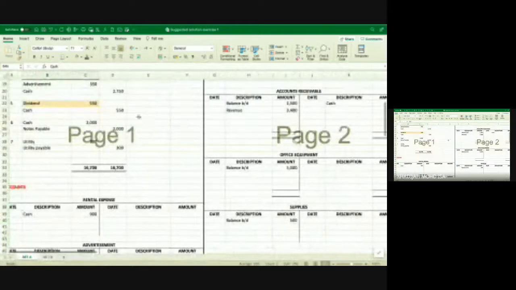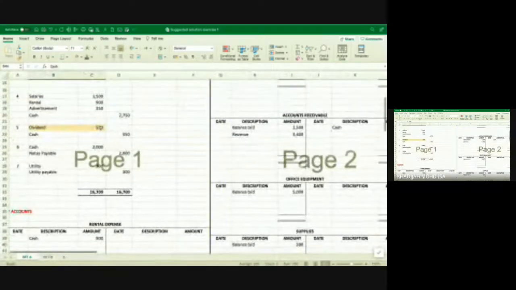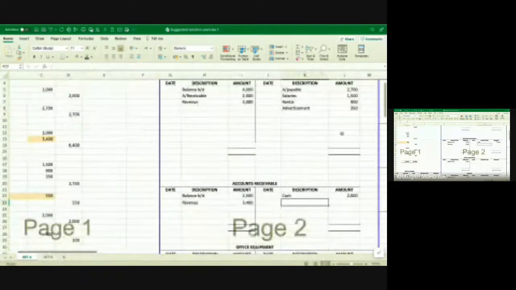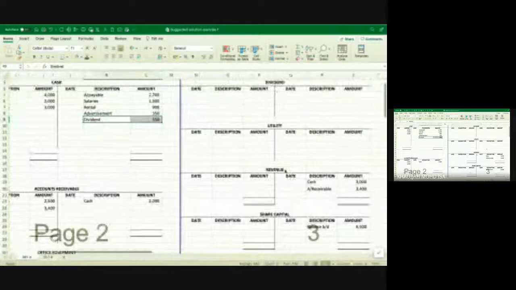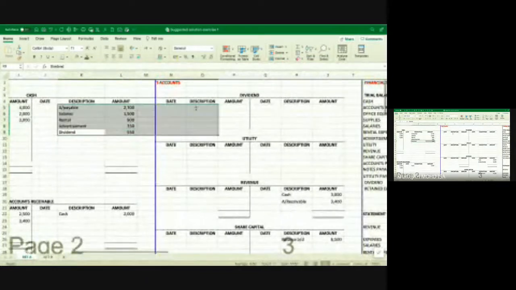Then we have dividend. You open up your dividend account, debit your dividend, credit your cash. So here you pay out for your dividend, and then you open up a dividend account. Where's your dividend account? It's a debit.